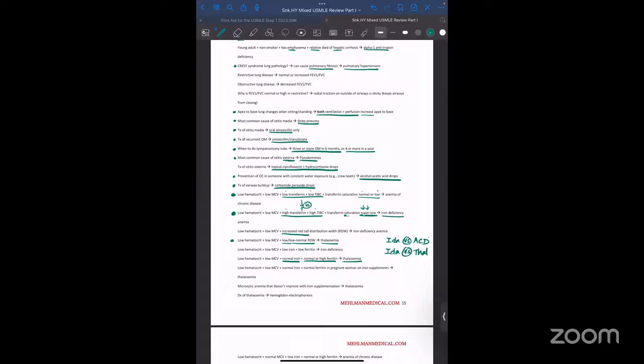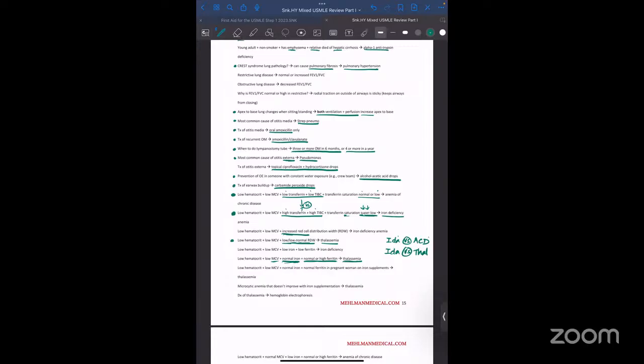Now we have IDA versus thalassemia. The distribution width is high in iron deficiency anemia versus low to low normal in RDW in thalassemia. Iron can be normal in thalassemia. So if you have a microcytic but normal iron, think thalassemia. Ferritin can be normal or high.